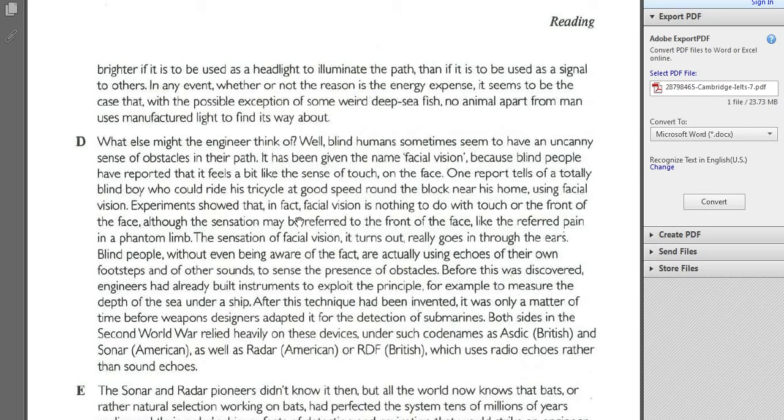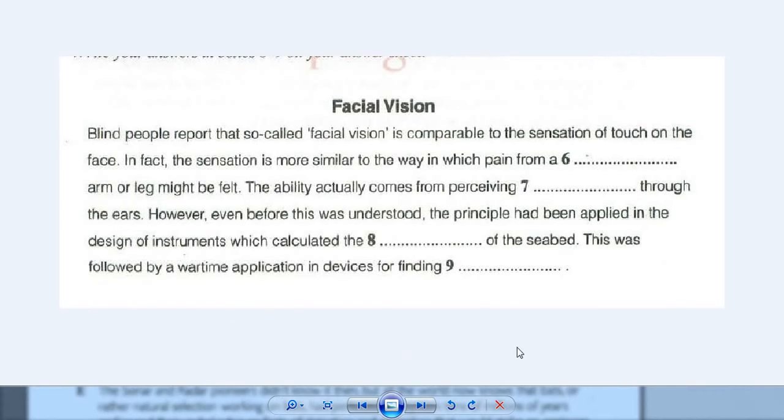Experiments showed that, in fact, facial vision has nothing to do with touch or the front of a face, although the sensation may be referred to the front of the face like the referred pain in a phantom limb. Now, I'm catching on to this word limb, because limb means the same thing as arm or leg. An arm or leg is a body limb. See, this is where vocabulary comes in. If I know that limb means arm and leg, then I know I'm really close. I'm going to read again.